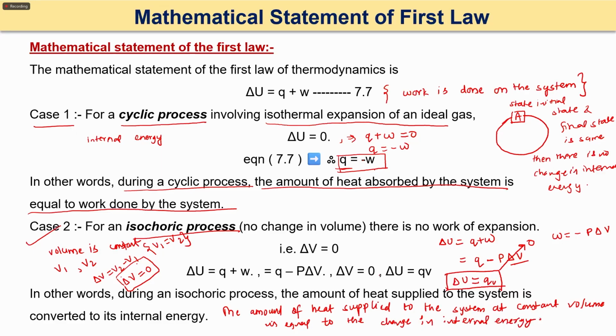Okay? So the amount of heat supplied to the system, that is Q at constant volume, that is QV, will be equal to the change in internal energy, that is delta U.